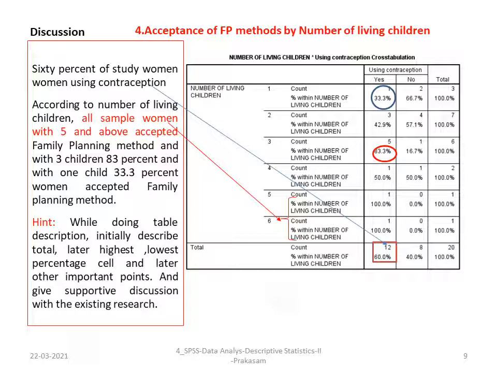Then one hint I want to give here: while referring to the table, while describing the table, initially you describe the total column, either right side or left side. Then, among that, for whatever variable you are discussing, find out the highest percentage, then the next and the lowest percentage, and the cell value. Later the important points can be discussed and the table description will be given accordingly.